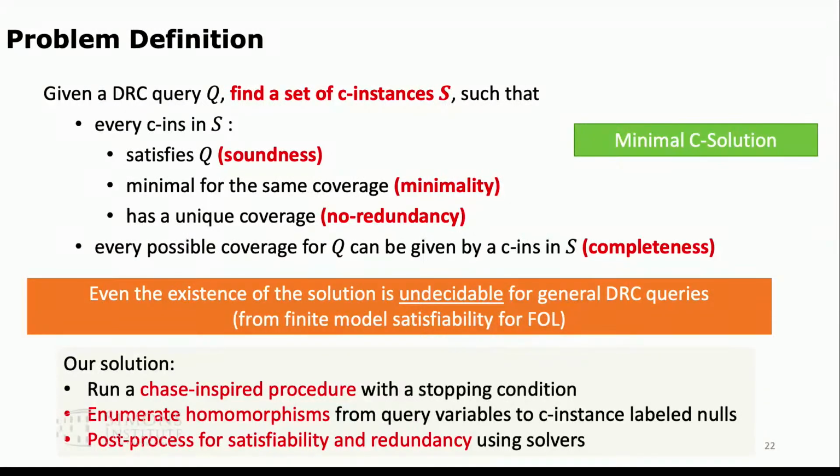So what we are doing, we are running a chase-inspired procedure to build these conditional instances. We are enumerating all these homomorphisms from query variables to the labeled nulls in the C instances. And then we are post-processing for satisfiability and redundancy using SMT solvers once again.